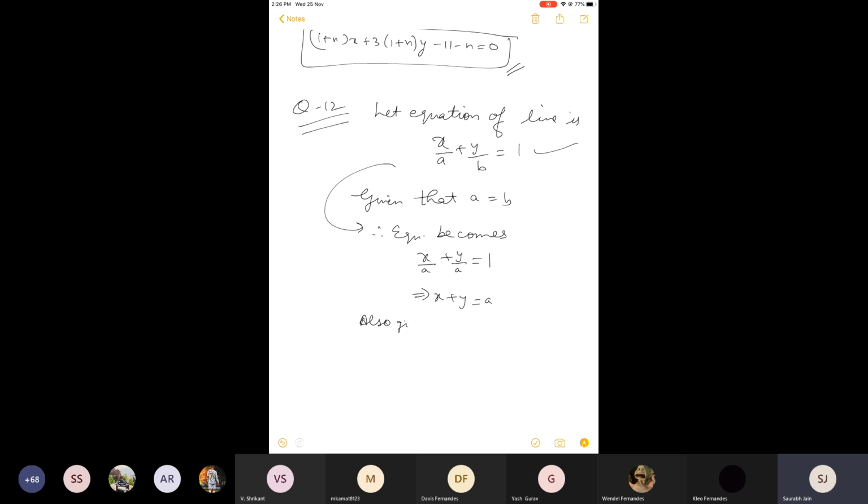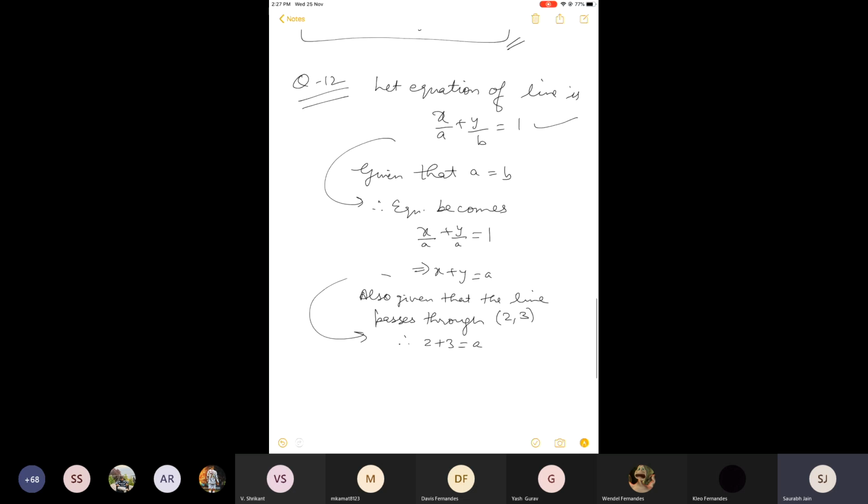Also given that the line passes through some point. That point is (2, 3). So what we will do now? We discussed this thing in the previous class also. The point will satisfy the equation. Therefore, in place of x and y, I will put 2 and 3. So a comes out to be 5.